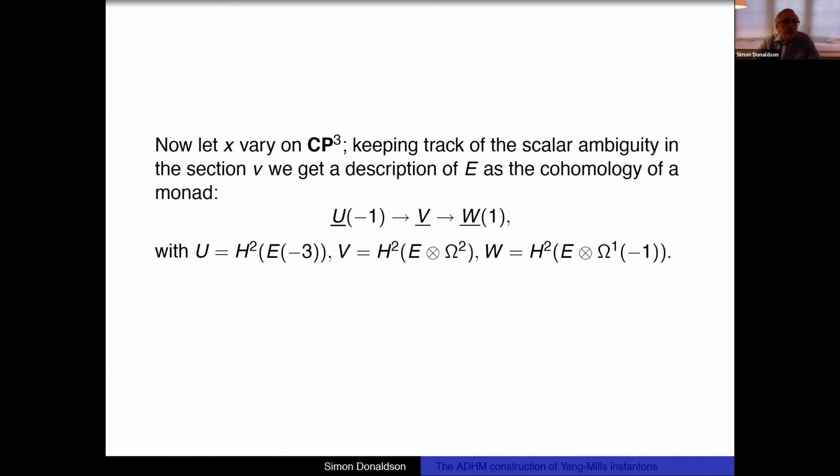And indeed, if we now let the point X vary on CP3, then we have to keep track of the scalar ambiguity in the section V, and also the fact that we made this twist from E to E(-2). But when you keep track of all that, what you find is that the bundle E is described as the cohomology of a monad of the kind we want, where the vector space U is the H2 of E(-3), V is the H2 of E tensor omega 2, and W is the H2 of E tensor omega 1 twisted by minus 1.